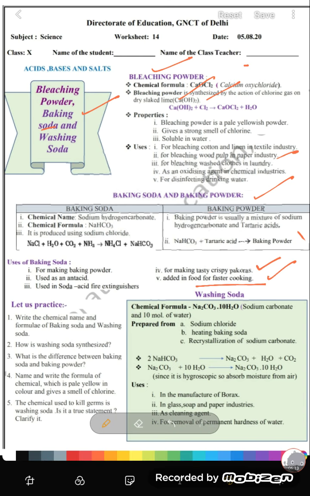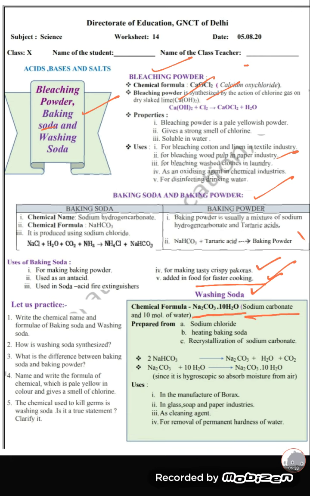The third compound, students, is washing soda, right? The chemical formula of washing soda is Na2CO3 into 10 molecules of water. And the chemical name is sodium carbonate with 10 molecules of water. How is it prepared? It is prepared by using sodium chloride, or by heating baking soda and recrystallization of sodium carbonate.